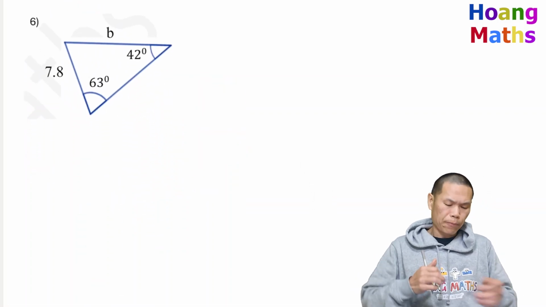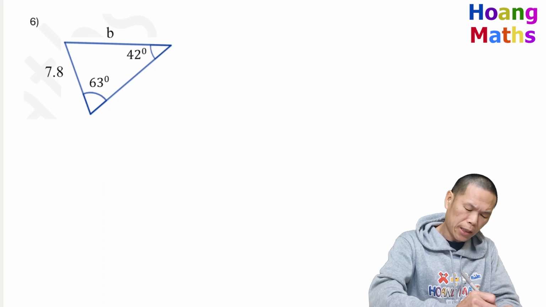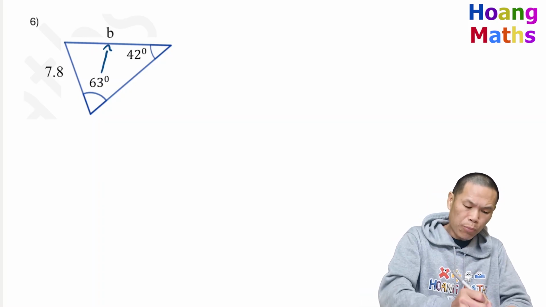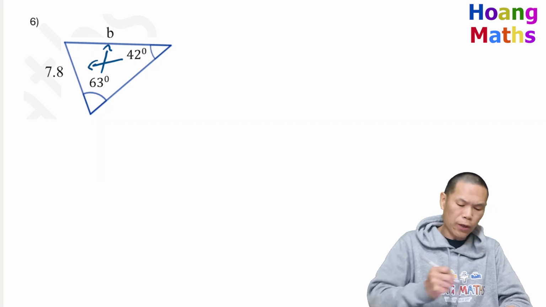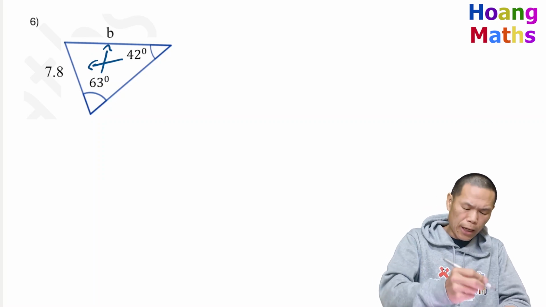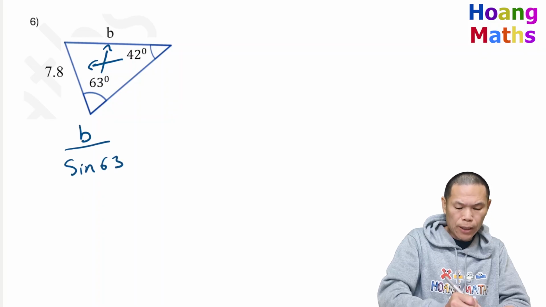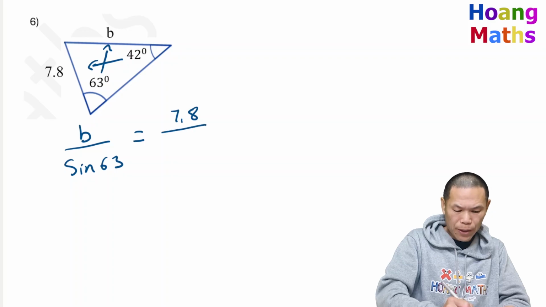Question number 6. So we have B is opposite angle 63 and 7.8 is opposite of angle 42. So we just go B over sine of 63 is equal to 7.8 over sine of 42.